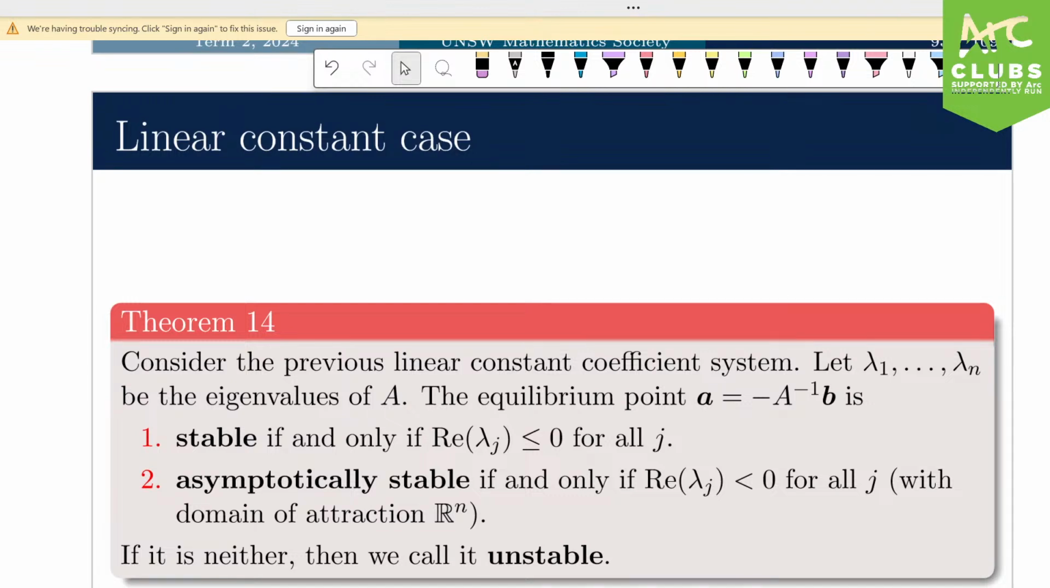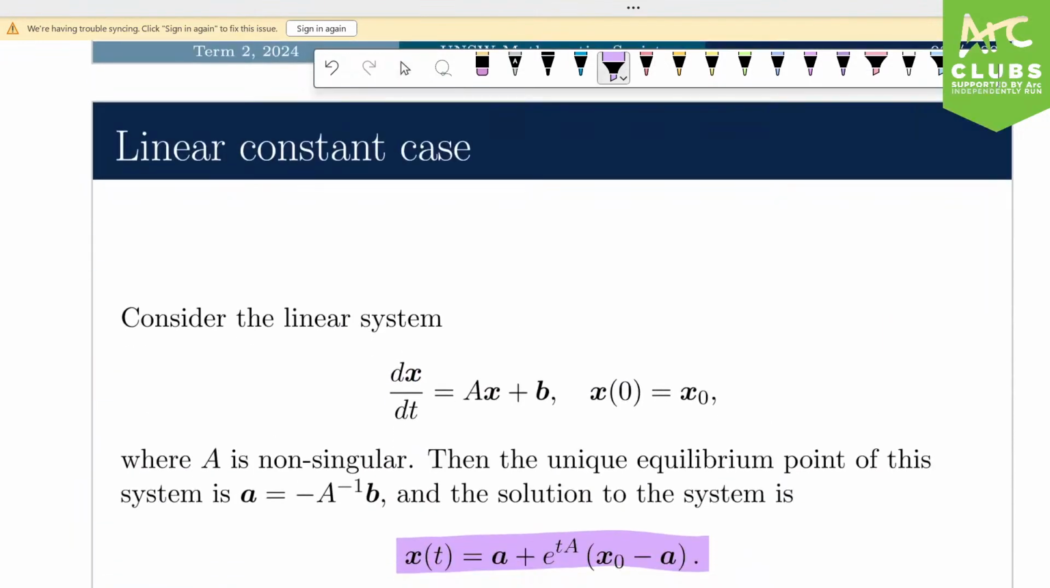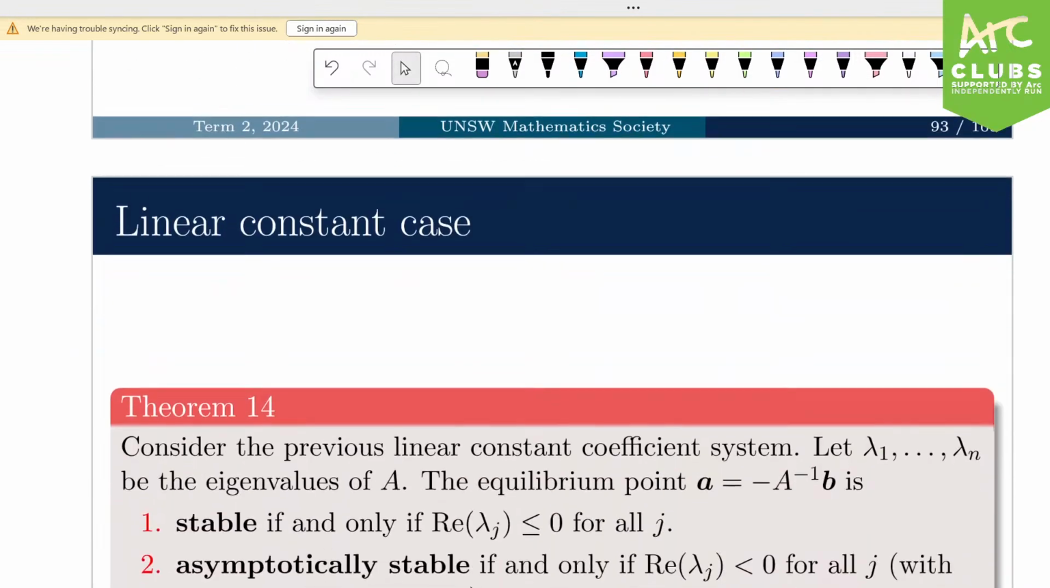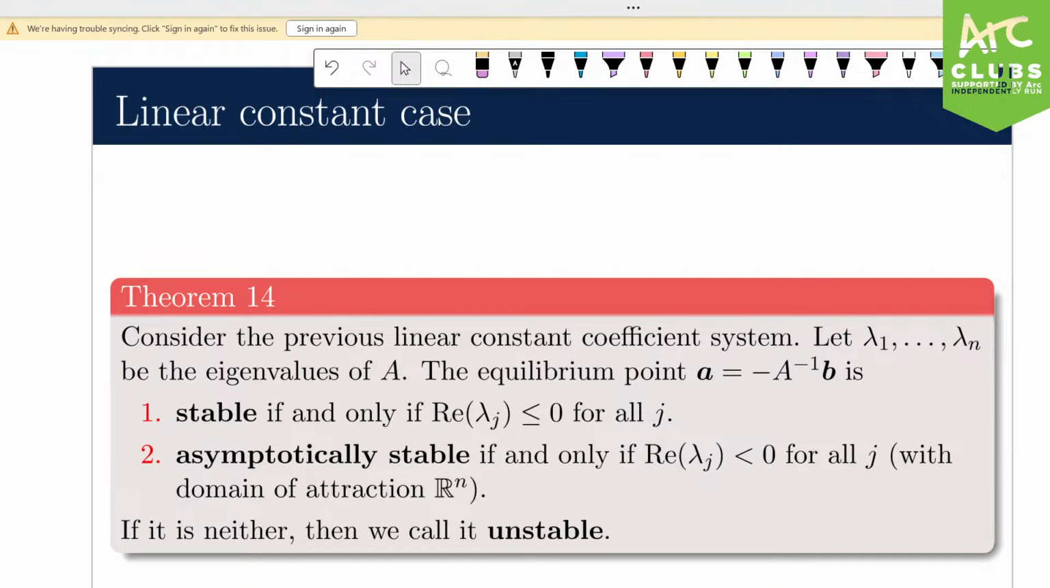So this is important though. This is what we care about. So theorem 14. We're going to consider this previous linear constant coefficient system, and we want to talk about the stability of the system. If our matrix A has a set of eigenvalues lambda 1, lambda 2, up to lambda n, then the equilibrium point is stable if and only if the real component of all the eigenvalues are less than or equal to 0 for every single eigenvalue.